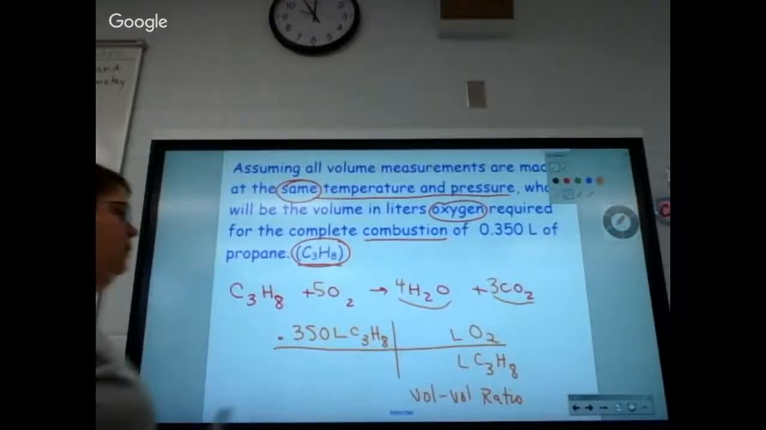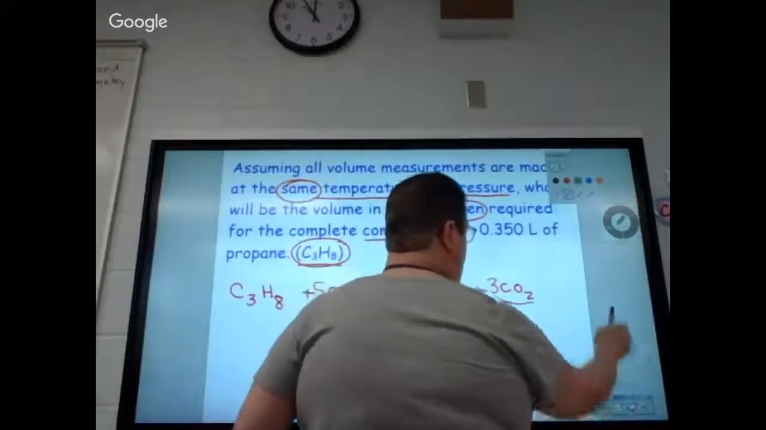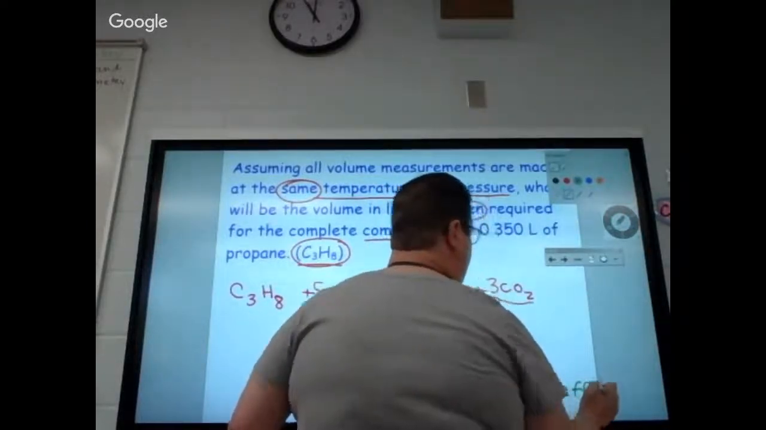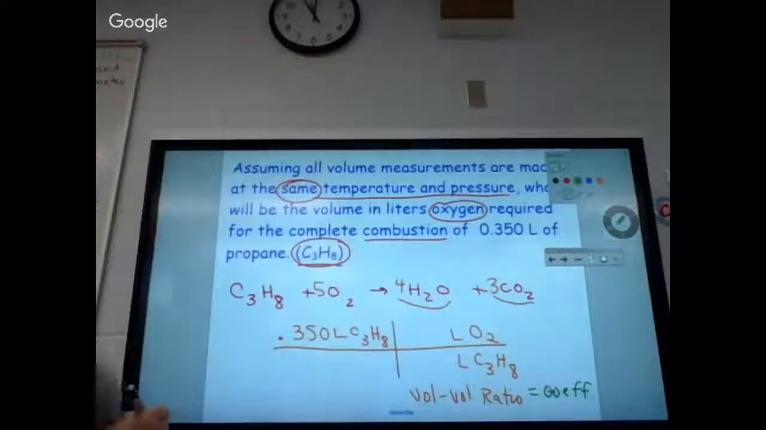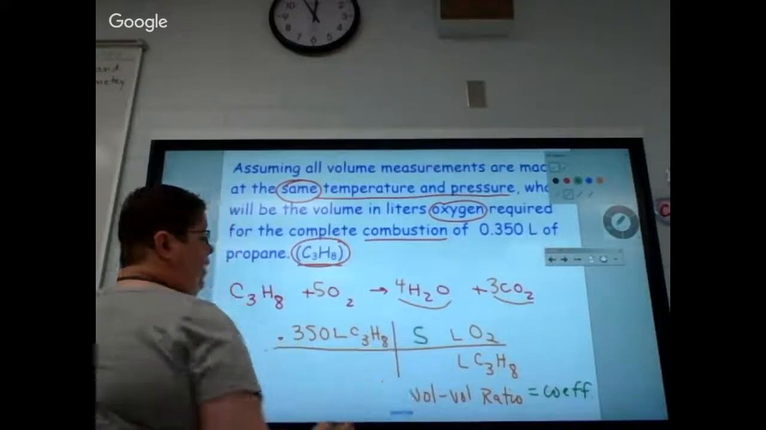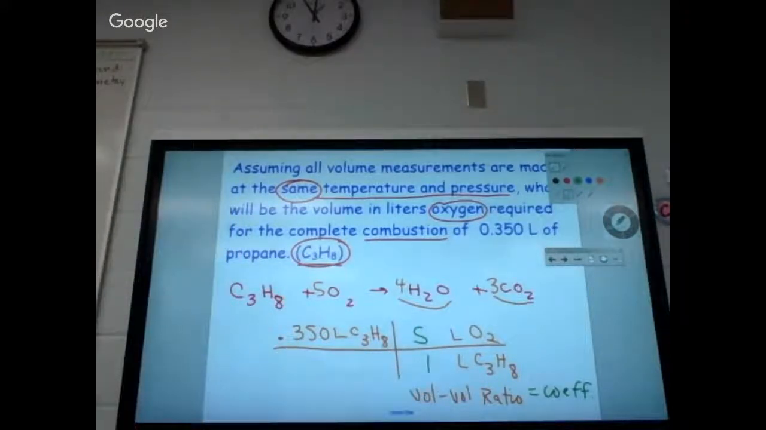The coefficient. Okay? So anytime you have a volume-volume ratio, the numbers come from the coefficients. So what coefficient is in front of O2? 5. And what number is in front of propane? So all you do is put the coefficients in just like you do any other time. So multiply the numbers and you have your answer.